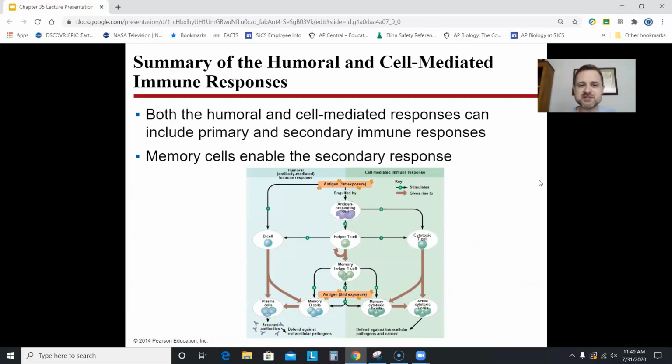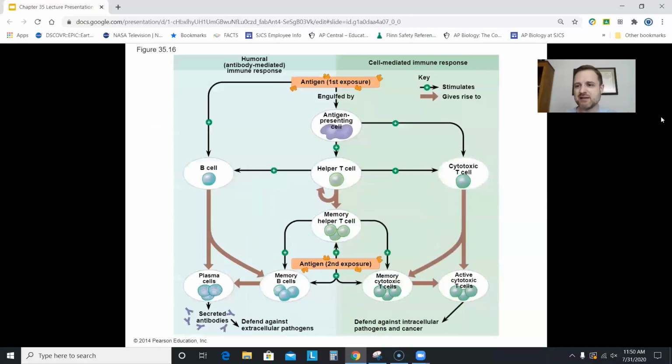So this slide shows this diagram, which actually I want to skip ahead to the next slide because it shows the diagram bigger, that summarizes the entire adaptive immune response. This seems complicated, and it is, but let's just go through this because it explains everything.